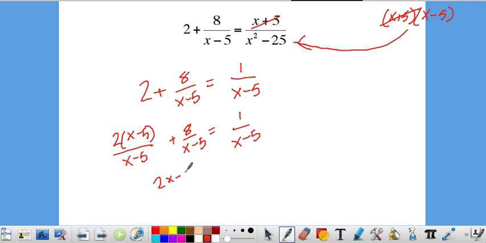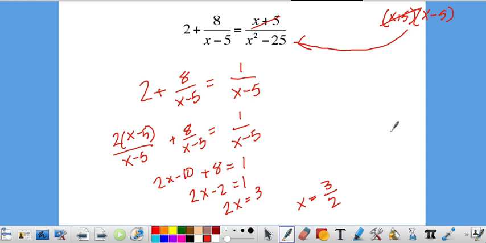And now we can ignore the denominators. We get 2x minus 10 distributing, plus 8 equals 1. So 2x minus 2 equals 1. So 2x is 3. So x is 3 over 2, or 1.5.